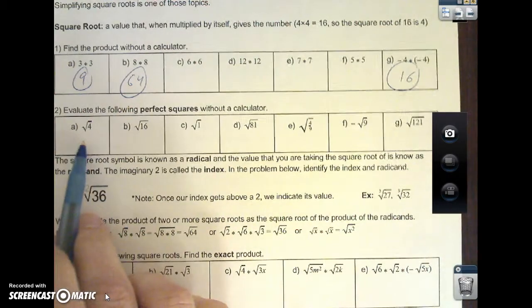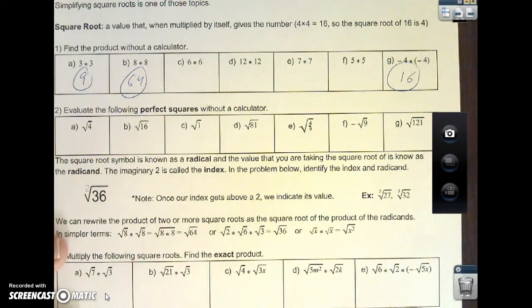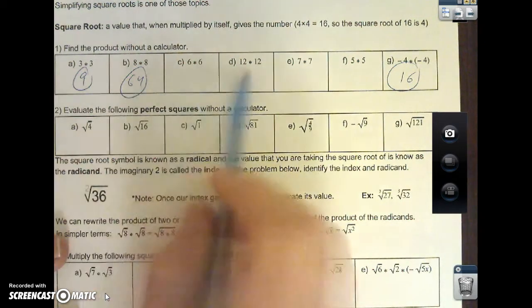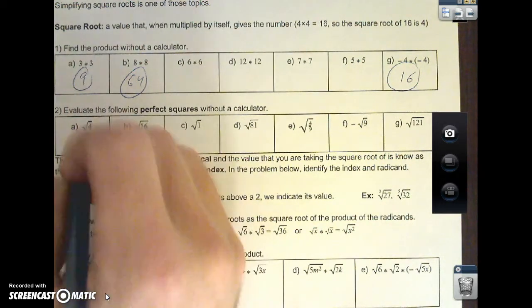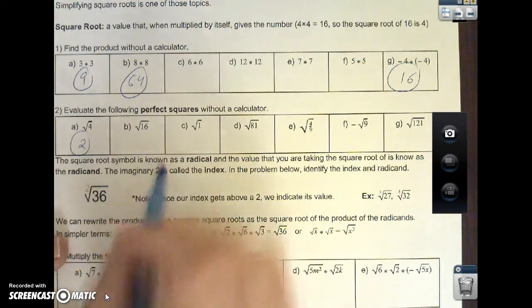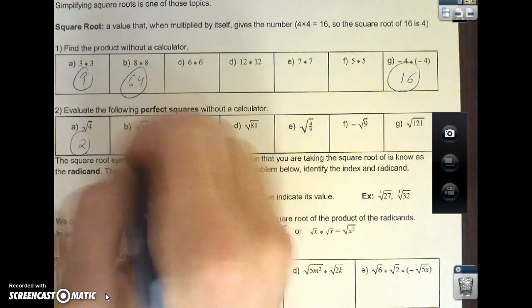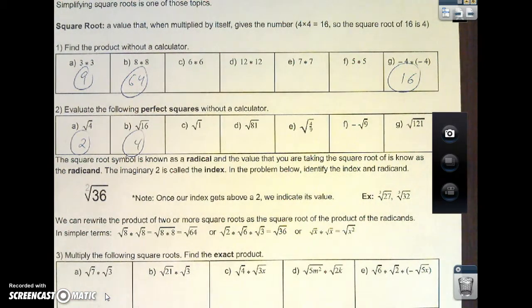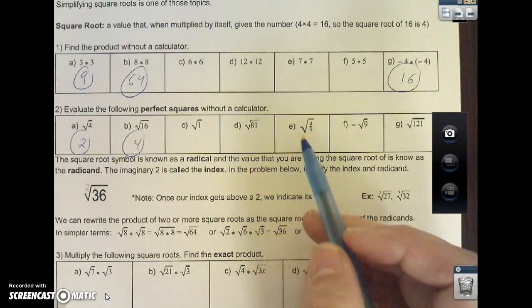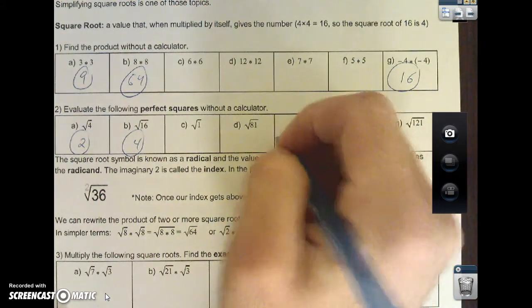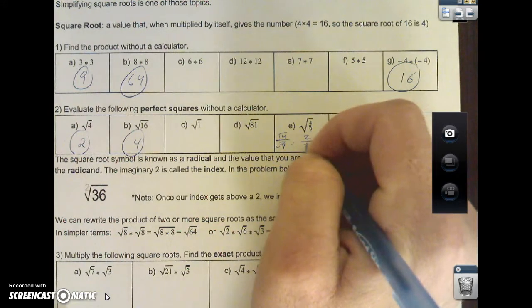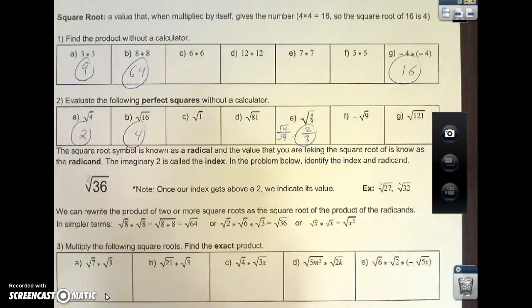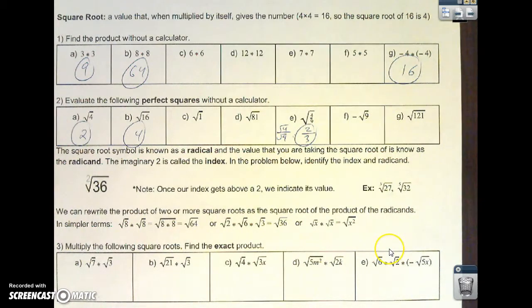Okay. Now, evaluate the following perfect squares without a calculator. Alright, so, by the way, please try the ones up here that you haven't tried out. So square root of 4 is 2. Square root of 16, 4. Okay, you can see how we're going with this. Check out part E, root 4 over root 9. You can do each one separately. Root 4 divided by root 9. Square root of 4 is 2. Square root of 9 is 3. 2/3. Very good.